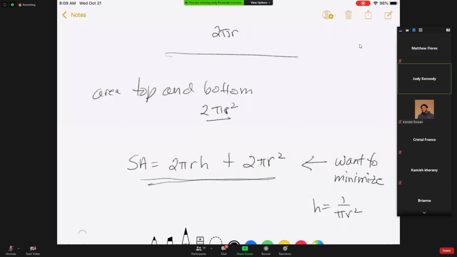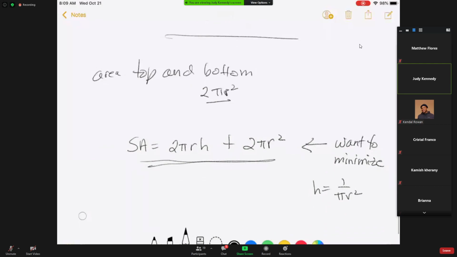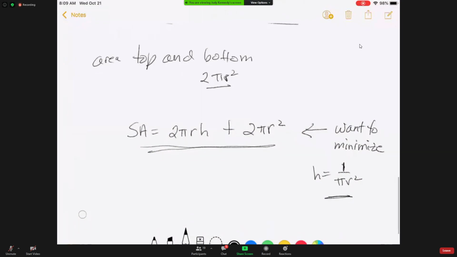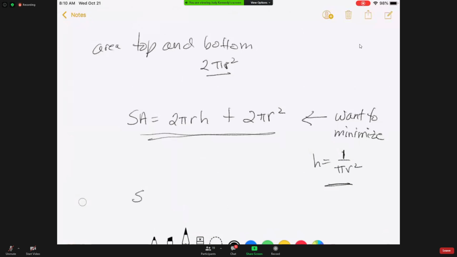We don't know how to handle 2 variables. Actually, you'll learn something about that in 3rd semester calculus, but it's a bit much for us. So we have this other relationship. We know that the volume of the can is supposed to be 1 liter, so h has to be 1 over pi r squared. And that's going to allow me to get rid of the h in the equation.